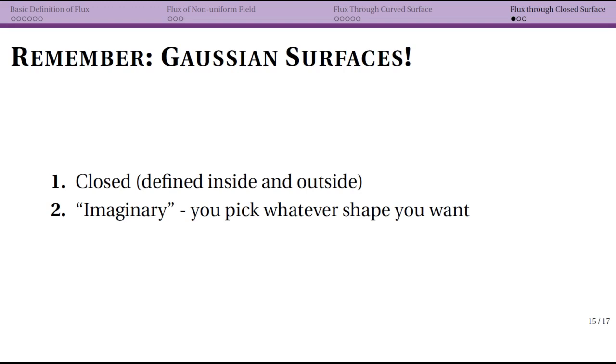Just in case you have been skipping around a little bit in the videos, I want to come back to two really important points for Gaussian surfaces that were introduced in an earlier section of this chapter. First, Gaussian surfaces must be closed. There is a well-defined inside and well-defined outside.